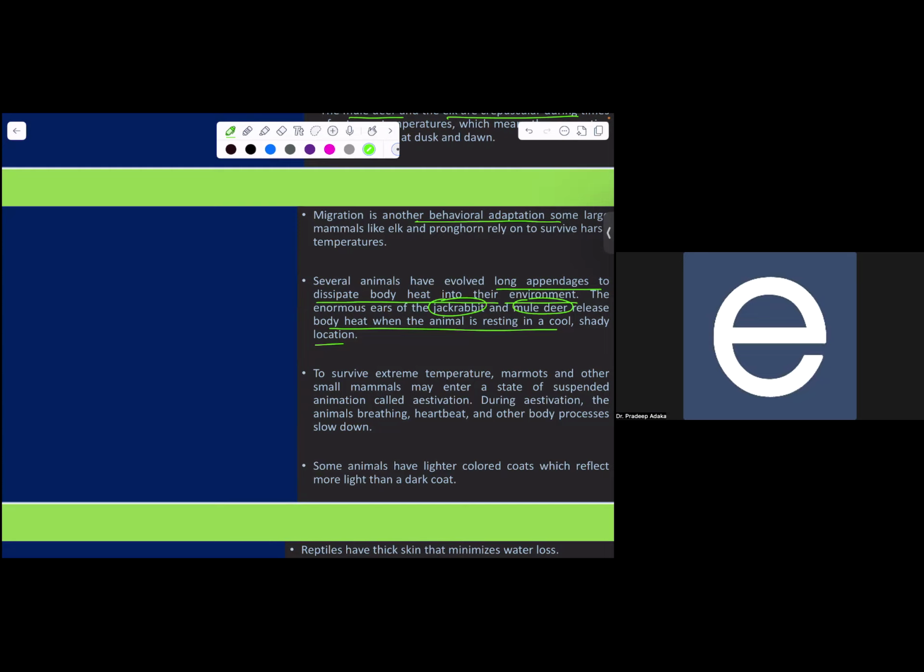So to survive these extreme temperatures, marmots and other small mammals enter into a stage of suspended animation called estivation. So estivation is called summer sleep. So during the very hot period of summer, they will rest.